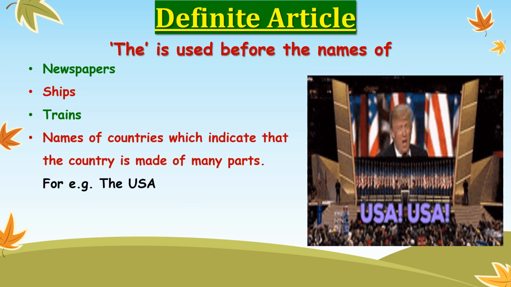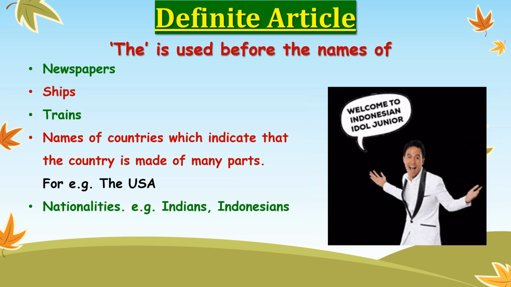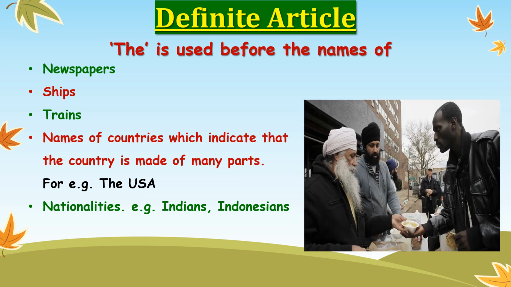Before the names of countries, not all countries, only those countries which indicate that the country is made up of many parts. For example, the USA. Before nationalities, for example, the Americans, the Indians, etc. Before religious communities, for example, the Hindus, the Sikhs, the Muslims, etc.